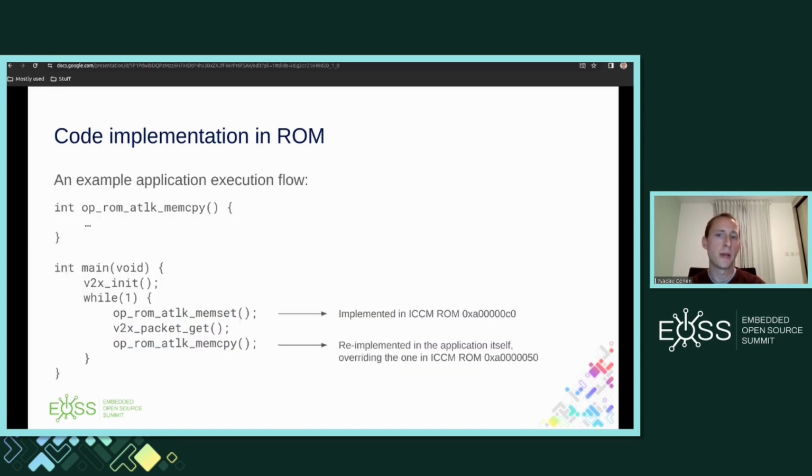Here you can see a made-up example application code. The memcopy function is implemented as part of the application, such that it overrides the one placed in the ICCM ROM. Using this ability, we can replace the ICCM ROM functions in case a bug was found or if the function logic should be updated for a reason. Calling the memset function will trigger execution from the fast ICCM ROM. Calling the memcopy function will trigger execution from the locally implemented memcopy function.